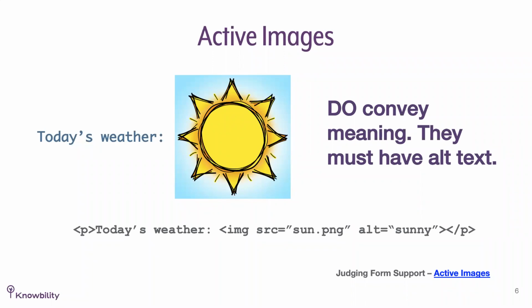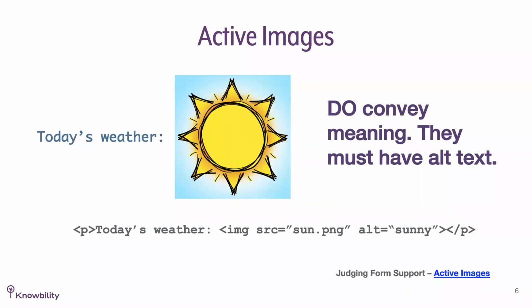So in this case, we must add an alternative text. In this case, I've put in sunny. So the screen reader would say, today's weather, sunny. Or if images were turned off or not loading because a person has a bad connection or slow connection, they would see the word sunny there. So anyway, images, think about that.